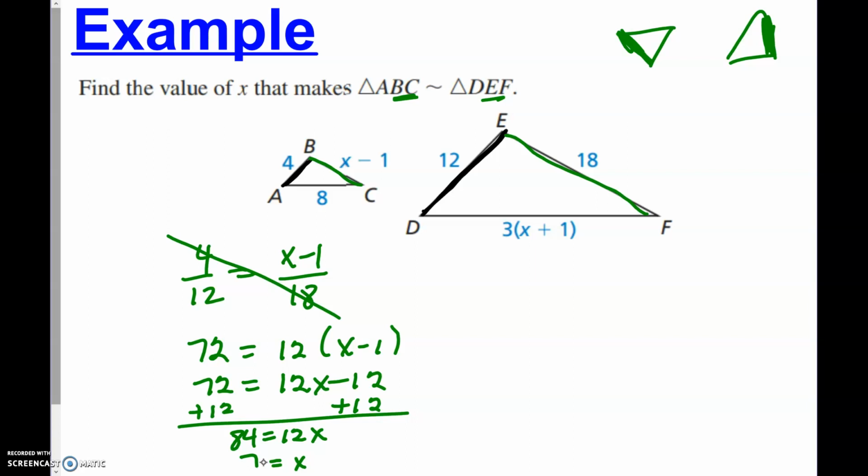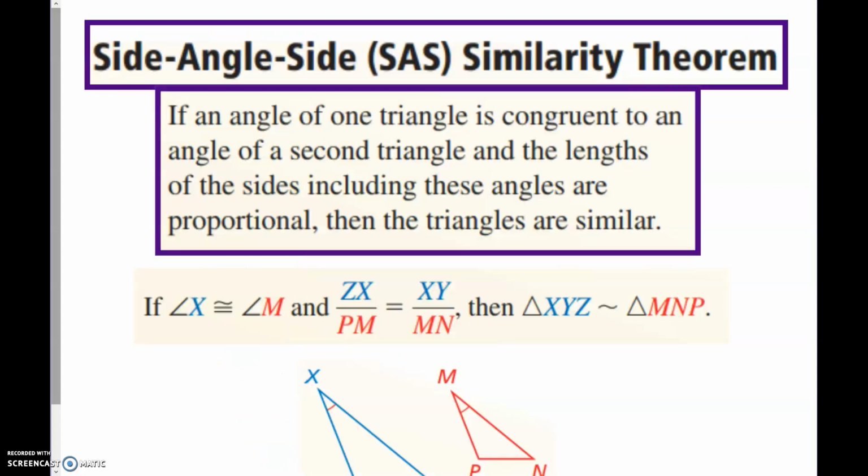Of course, you could set up some other ones. I could have set up the black, and the black still 4/12, and then I could use these bottom sides, 8/3 times x plus 1. We could have cross multiplied and solved this way also, but you really only have to do it one way. All right, moving on.